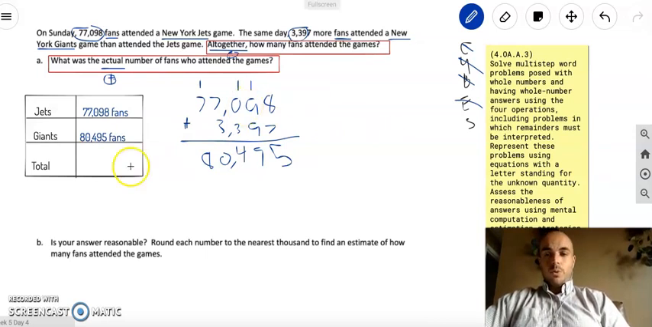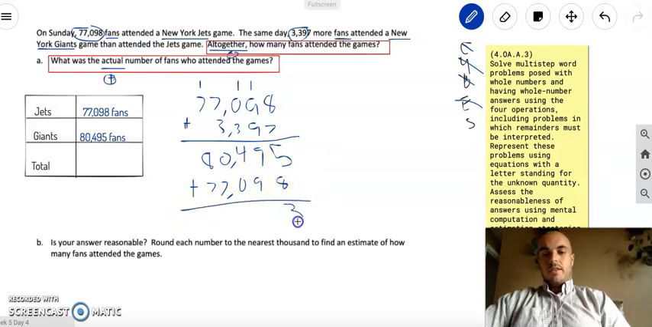And now let's find the total. So let's add to this 80,000 here, since there's a little more space underneath it, and I can do it without being too messy, this number from the Jets game and the Giants game to find the total.